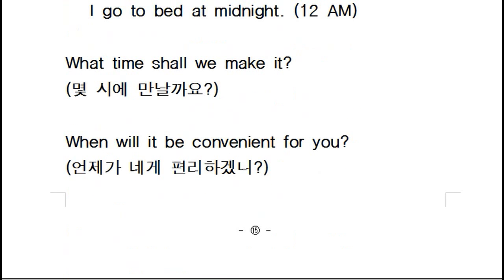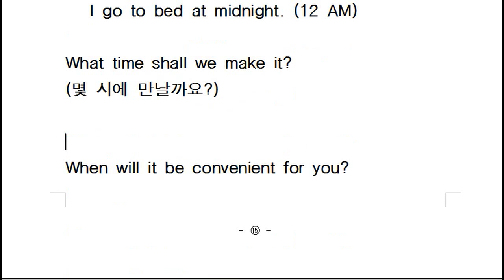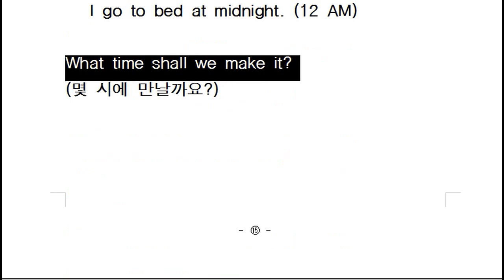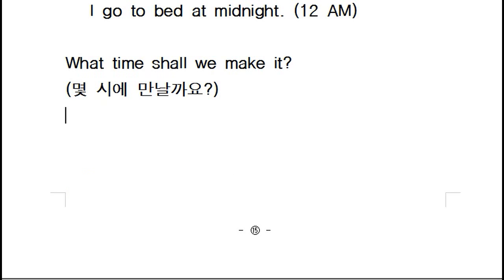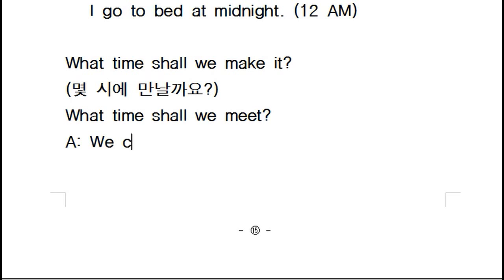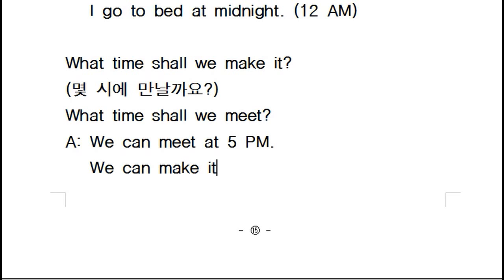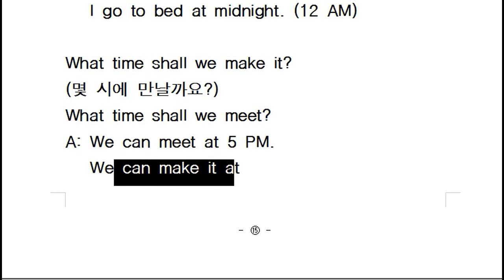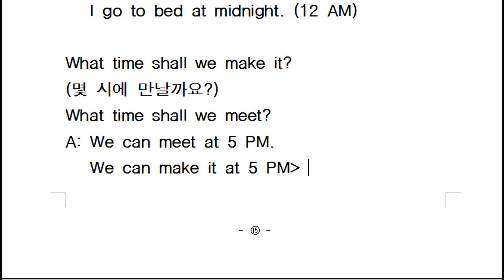Another expression. What time shall we make it? Or what time shall we make it? It means what time shall we meet? It's the same, students. What time shall we meet? Very good. Now, if this is the question, how can you answer? You can say, we can meet at, remember, at 5 p.m., for example. Or, we can make it at, remember, because the verb here is make it. So, we can make it at what time? 5 p.m., for example. Don't forget these ones. Next.